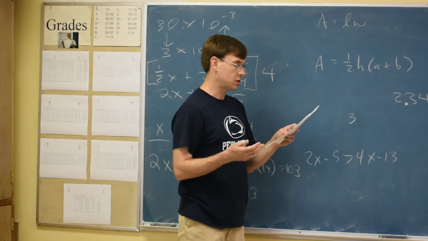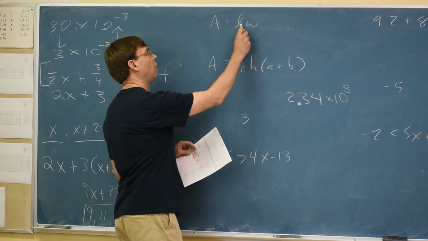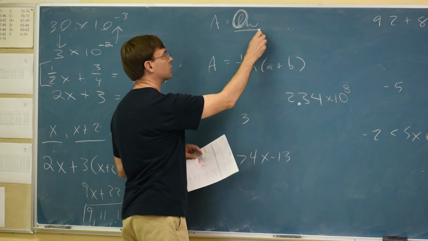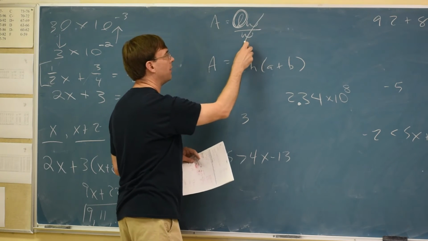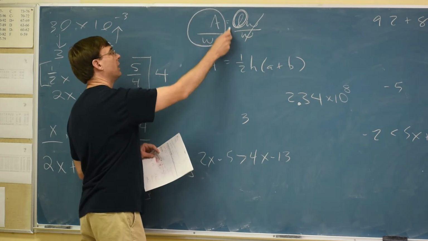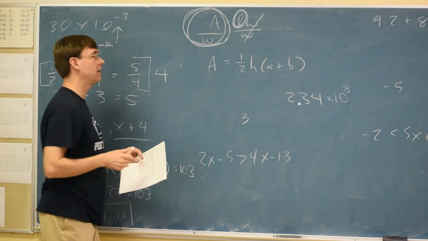18, we're doing opposites just with lots of letters. If our goal is to get the L alone, we have to get rid of the W. So we would divide by W to eliminate the W's. This side we could divide by W, and that's all we can really do, is have an A on top of a W.